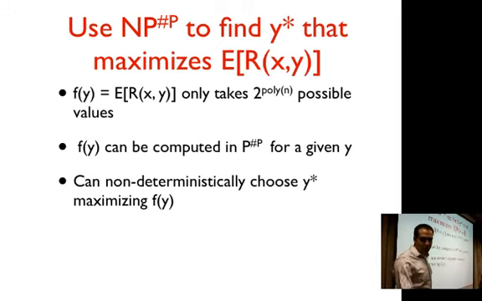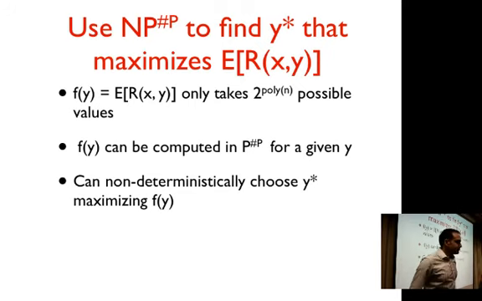What does binary search mean? So basically what's going on here is, do you agree that we can compute this function f of y in P to the #P? Okay. Given that we can compute that function in P to the #P, we need to find the y star that maximizes this f of y. What we're going to do is, this takes a value between 0 and 2 to the k, and we're going to start at 2 to the k minus 1.